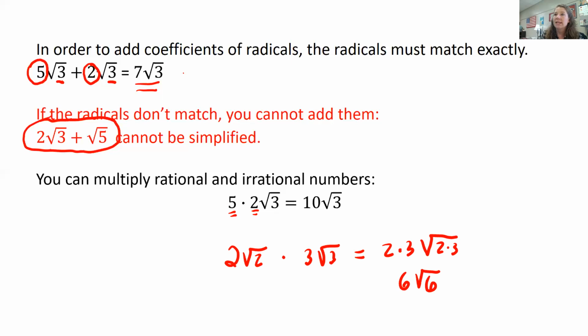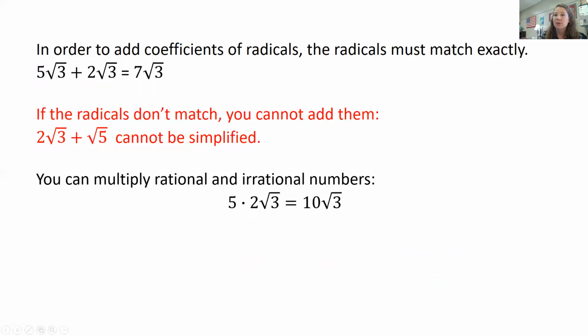So once again, when you're adding those radicals, what's under the radicals stays as part of your answer. You don't add them, but when you're multiplying, you multiply everything. You multiply the outside numbers and the inside numbers. And there's another example. Square root 2 times square root 3 is square root 6.